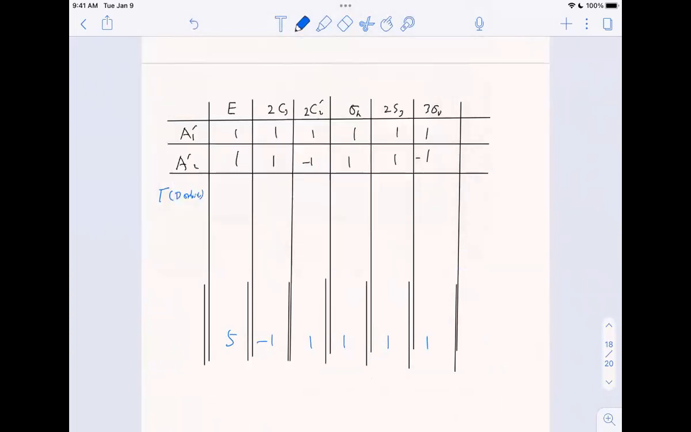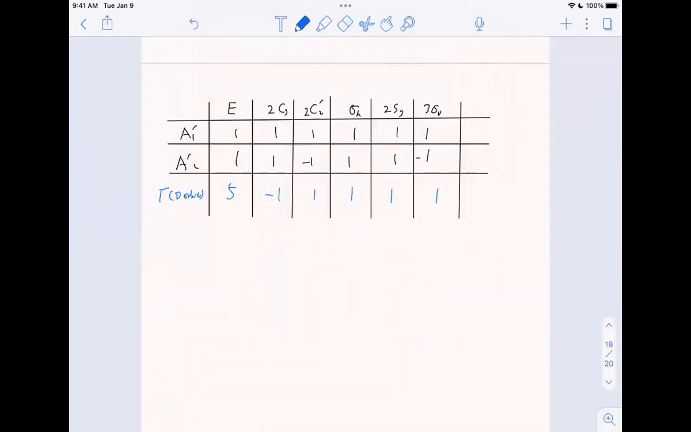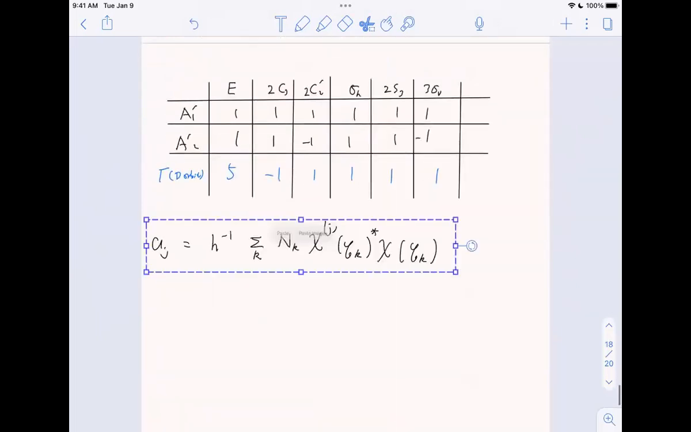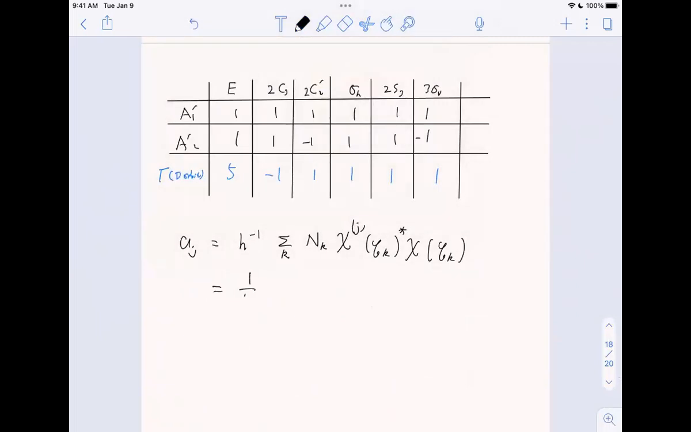The orbit. And then this is 5, 1, 1, 1, 1. Okay, so now let's do the same thing. So it's 1/12. I will just make it fast. This will be 5. -1 times 2 will be -2. This sum is -1 and 2, so it's -2. This is 1, 1, so this is 1. This is 1 times 2, so this will be 2. This is -1 times 3, that will be -3. So 5 minus 2 is 3, 1, 2.